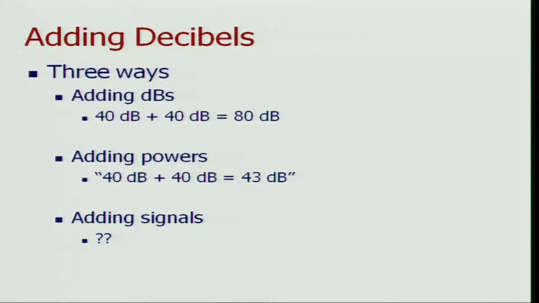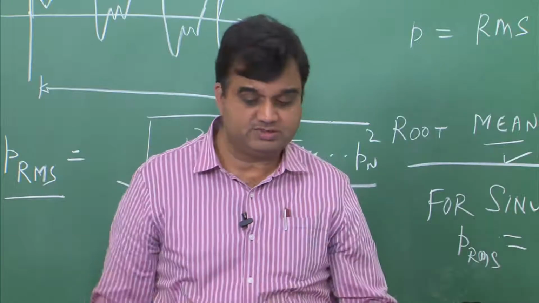Now there could be several ways, and three possible ways I have shown here. One is we add up dBs. So suppose L1 is 40 dB, L2 is 40 dB. Can I argue that it is 80 decibels? The second way is adding up powers, and that gives me 43 decibels. And how do we get 43 dB? We'll see it later. Or do we add up signals or pressures? So there are several ways to add dB, but only one of the ways is correct. And that is what we are going to learn, what is the right way to add up decibels.